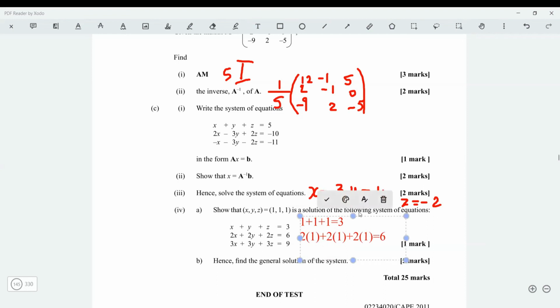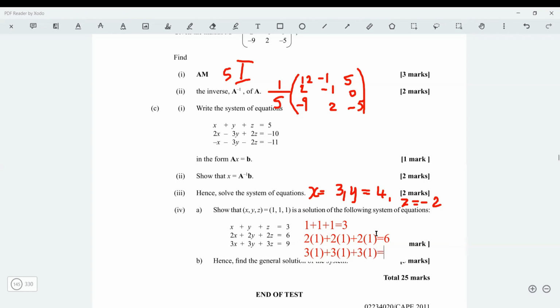And then finally, the last row, we can state and realize that 3 times 1 plus 3 times 1 plus 3 times 1 will equal, of course, 9. What is this saying to us, guys? That's what they're asking in the next part: hence, find the general solution of this set of equations.